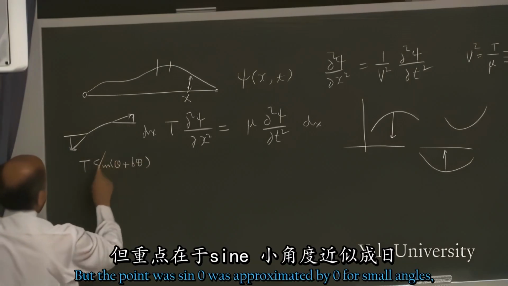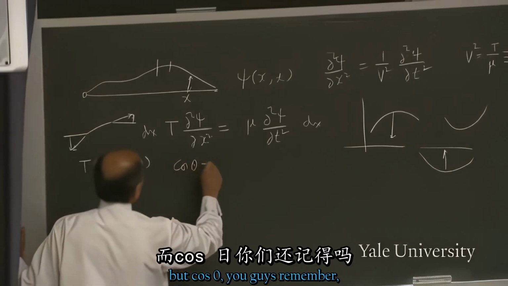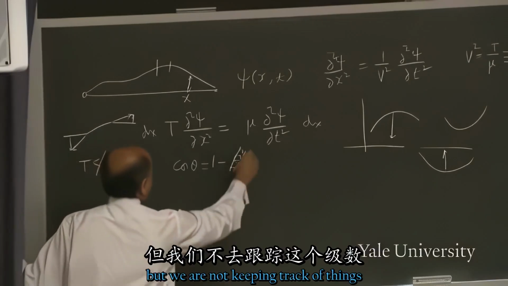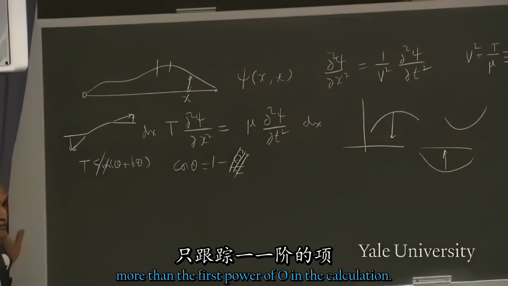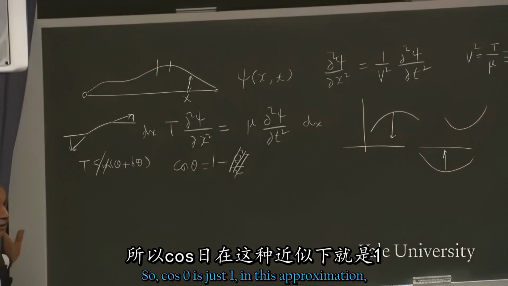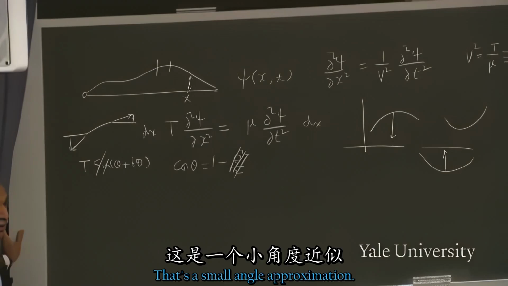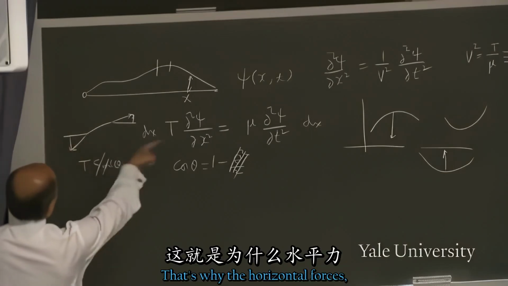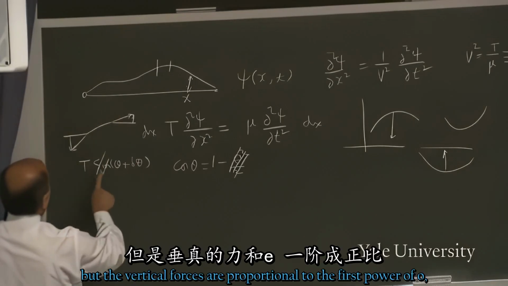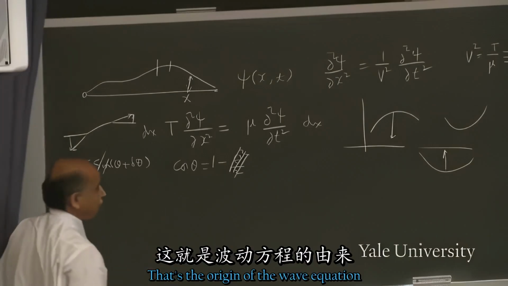But the point was, sine theta was approximated by theta for small angles. But cosine theta, you guys remember, begins as 1 minus theta squared over 2 and so on. But we are not keeping track of things more than the first power of theta in the calculation. So cosine theta is just 1 in this approximation. And tan theta and sine theta are both equal to theta. That's the small angle approximation. That's why the horizontal forces, the fact that they don't quite match, is an error to next order in theta. But the vertical forces are proportional to the first power of theta, and that's what we kept. So that's the origin of the wave equation.